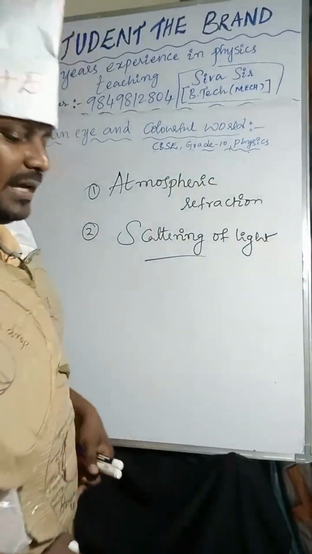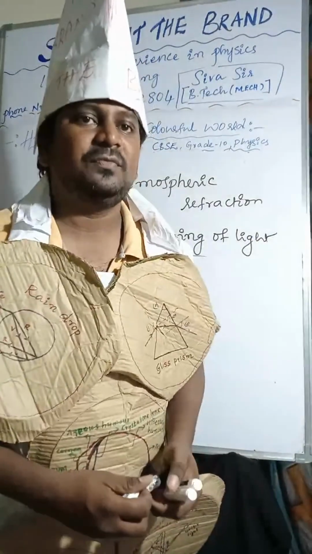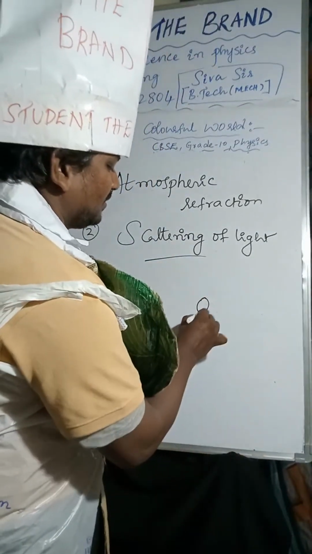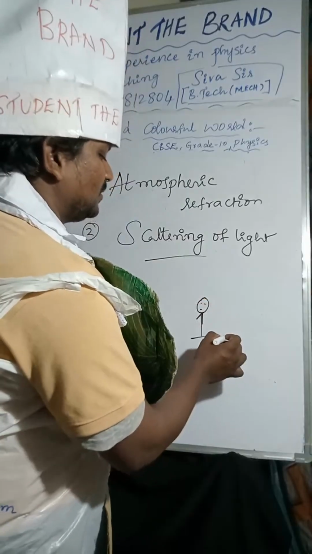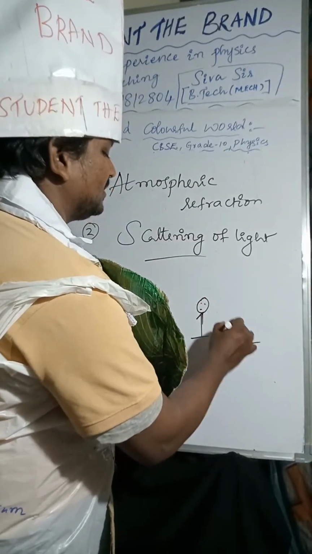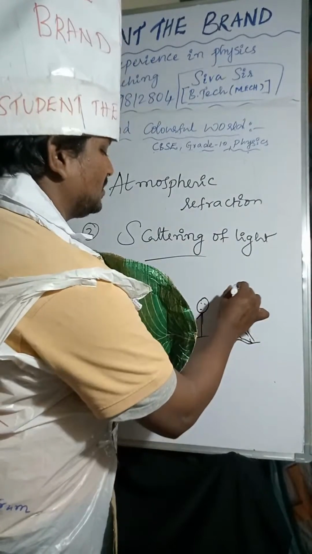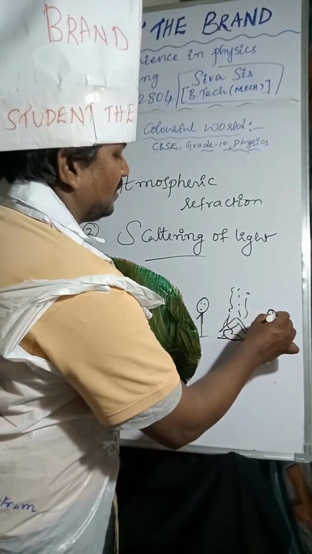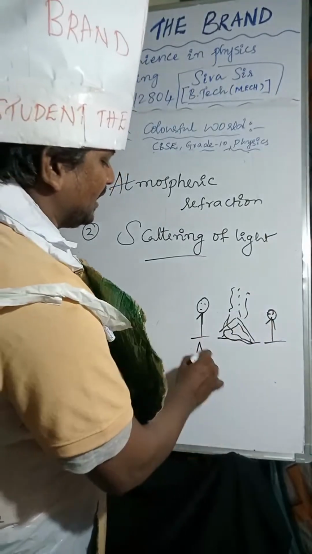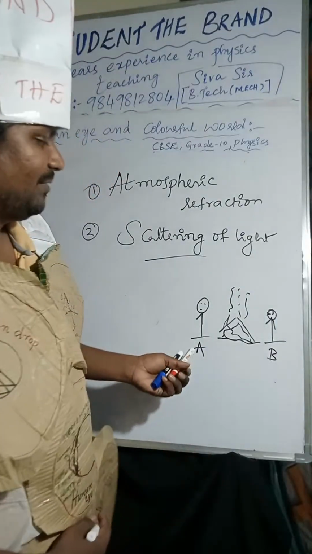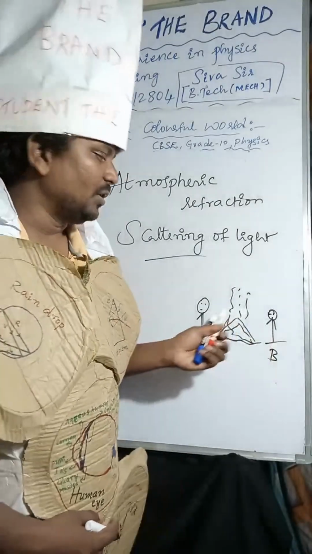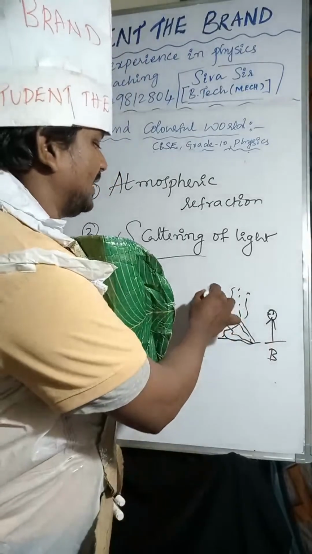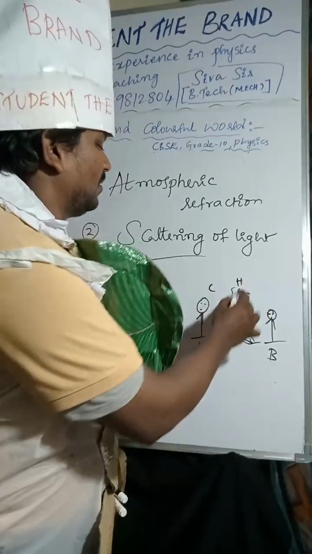So one example I will tell for atmospheric refraction. Here your friend is standing, and you are standing here. Your fire is there. Like this, fire is there, and one more friend is standing here. Person B is seen through the fire, through the hot air like this. On the other side, that is cold air. Here is hot air.